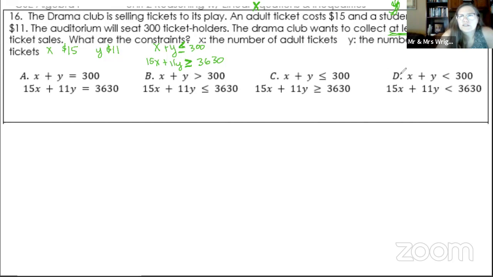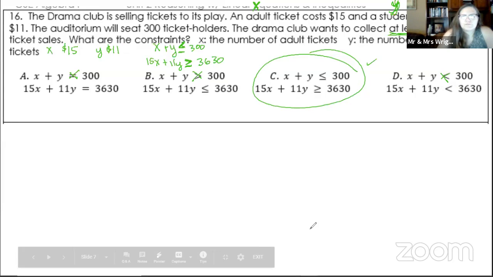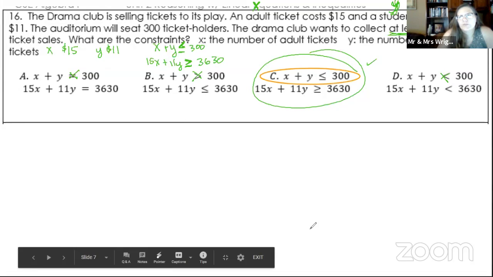So which one of these, A, B, C, or D, is going to have our two equations? The first one is X plus Y is less than or equal to 300. We know it's not this one. Less than or equal to, nope, not that one. That's a possibility. Not that one. It looks like we have our answer. Let's just verify the lower equation just to make sure. 15x plus 11y is greater than or equal to 3630. All righty, there we go. And that is what the answer was.